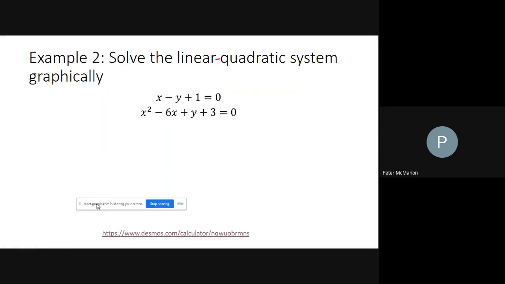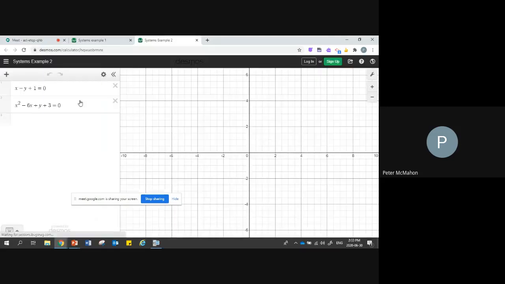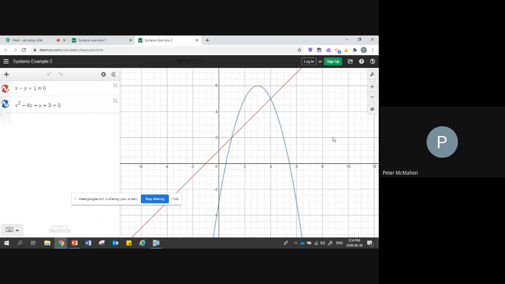So I've already set this up on my Desmos calculator here. So here, our red is our linear function, a straight line, and the blue is going to be the quadratic. So hopefully you can see here that we're going to actually have two solutions to this system. So we have one point, 4, 5, and then another point, 1, 2, like this. Okay, so those are going to be the two solutions to this system.